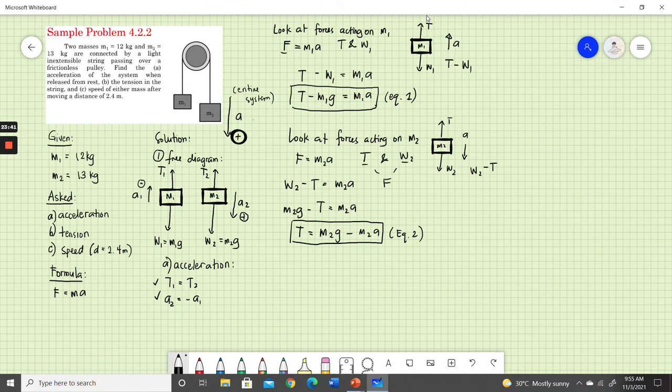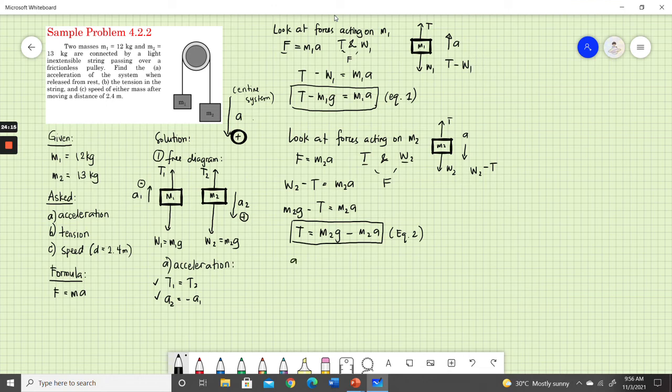Yung magiging configuration niya is weight 2 minus T because ang movement is pababa. So yung magiging positive basically natin is W2 and magiging negative is T. Same thing here, yung mass natin, pumupunta siya sa pataas. So yung tension, gagawin natin siyang positive, yung weight ang magiging negative. So, and again, this T and F are the forces acting on mass 1. So yung F naging T minus W1 is equals to M1A.